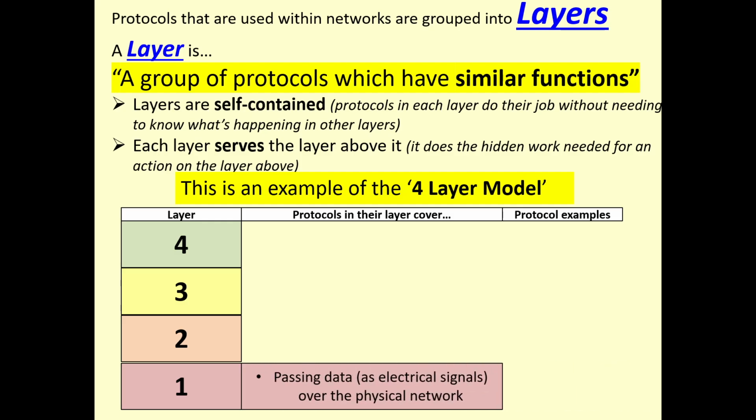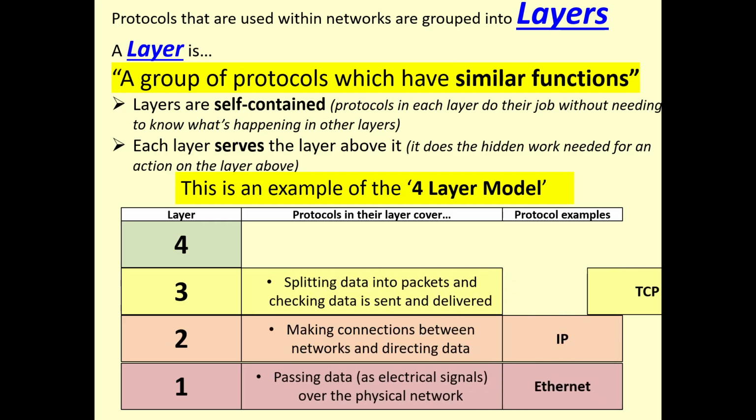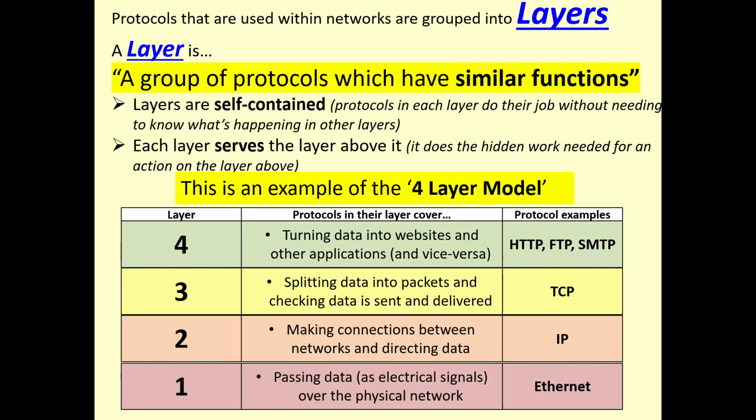So this is an example of the 4-layer protocol. So you've got 4 layers here. At the bottom, you've got the network layer, then you've got the internet layer, the data link layer, and the application layer. You can see they're organized into layers.